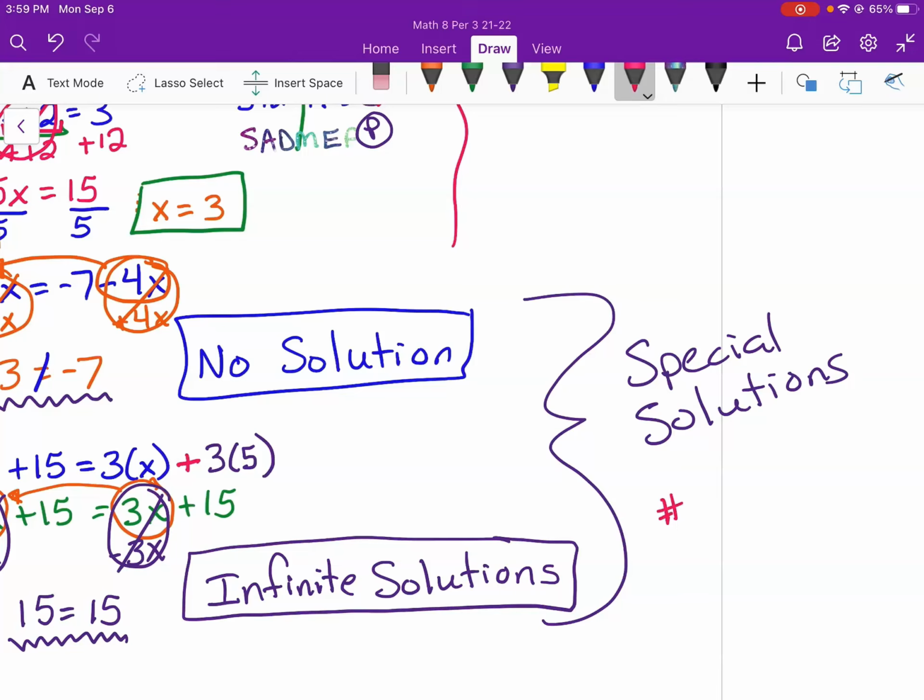The clue that you're looking for is when you have the same number in front of the variables and then plus something and plus something. You're always going to end up with a special solution. Either everything will work or nothing will work. Okay, good job, guys.